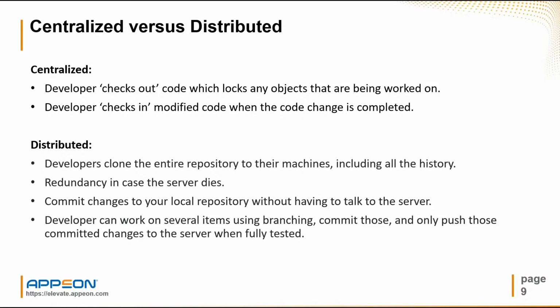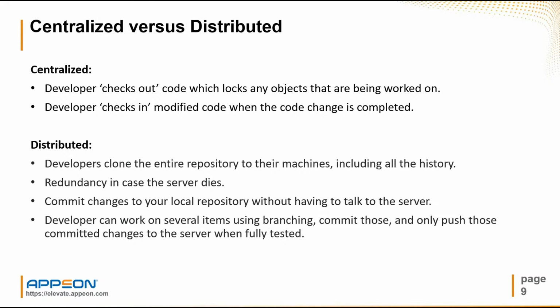Now, you commit changes to your local repository without having to talk to the server. The developer can work on several items using branching, commit those, and only push those committed changes to the server when fully tested. And let's talk about branching.